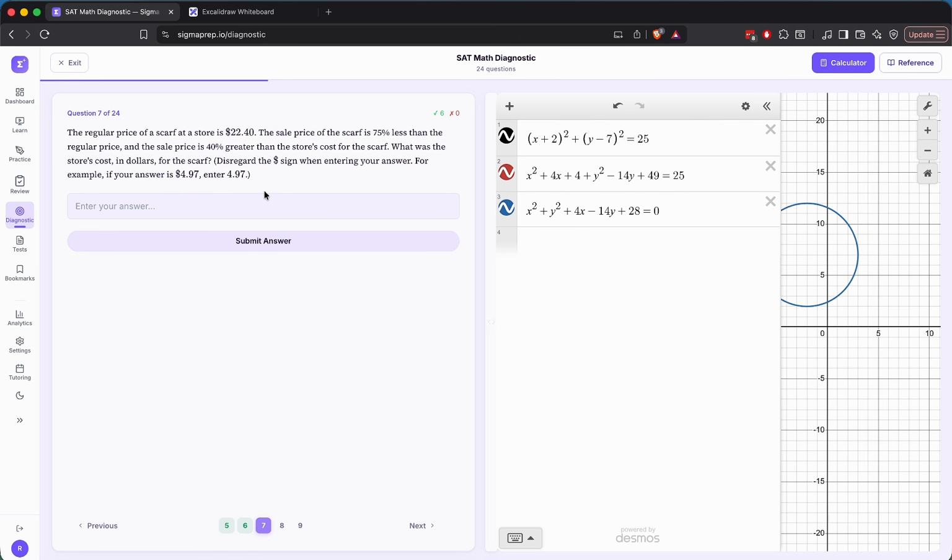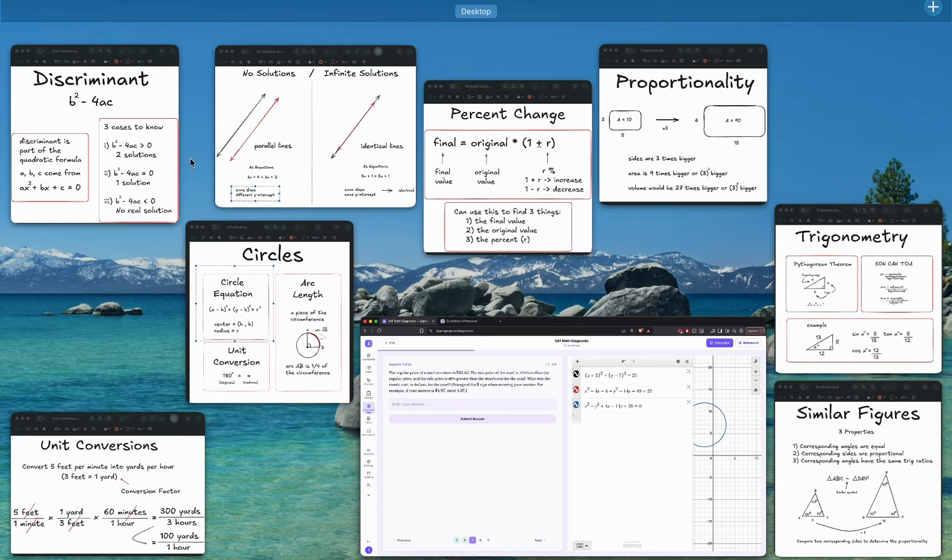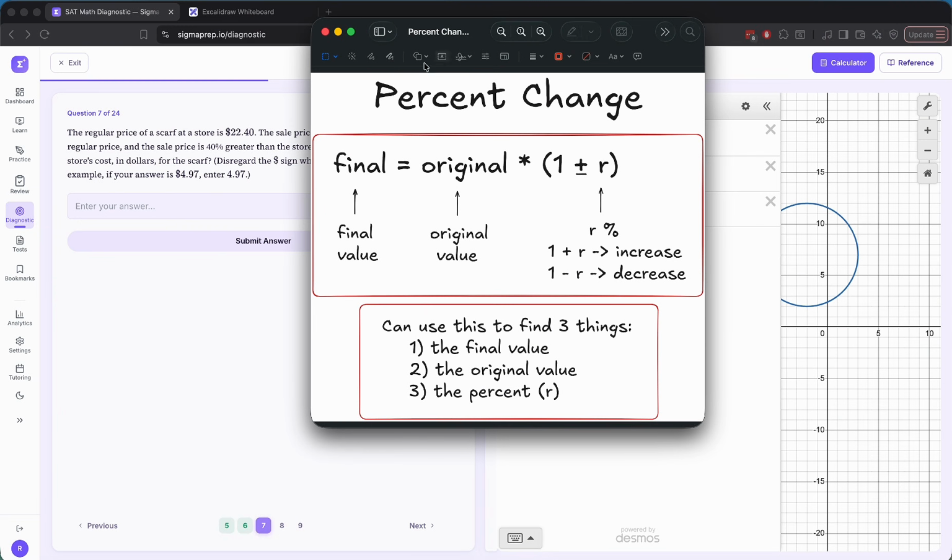Next one. The regular price of a scarf is $22.40. The sale price is 75% less than regular price. All right. What you got to do here, it's percent, right? Here's a good, cool equation to know. You want to basically be able to translate these percent problems into equations. This is just a typical one you can use: the final value is equal to the original times 1 plus or minus r. So you can use this to set up different equations and find the missing piece. You can find the final, the original, or the percent.